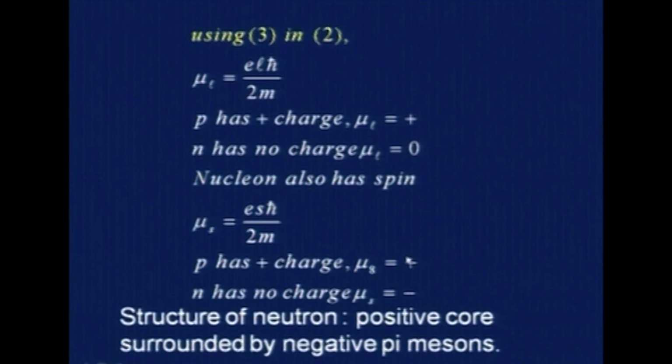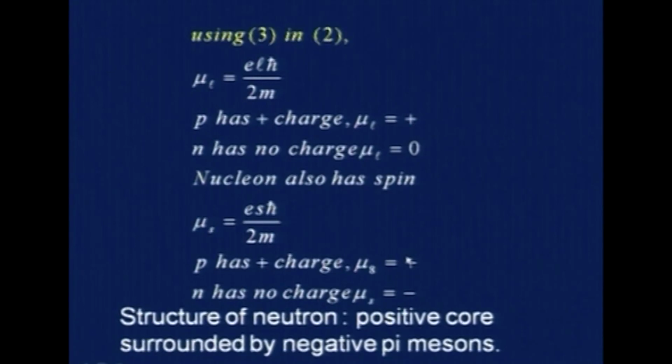But however, I would like to just brush up what we have done. We just started with the binding energy curve, mass formula, binding energy curve and the stability, and we have discussed magnetic moment and angular momentum. How are they related? And generally, we get that structure of neutron has got a positive core surrounded by negative pi meson. So from this we will continue the next class.